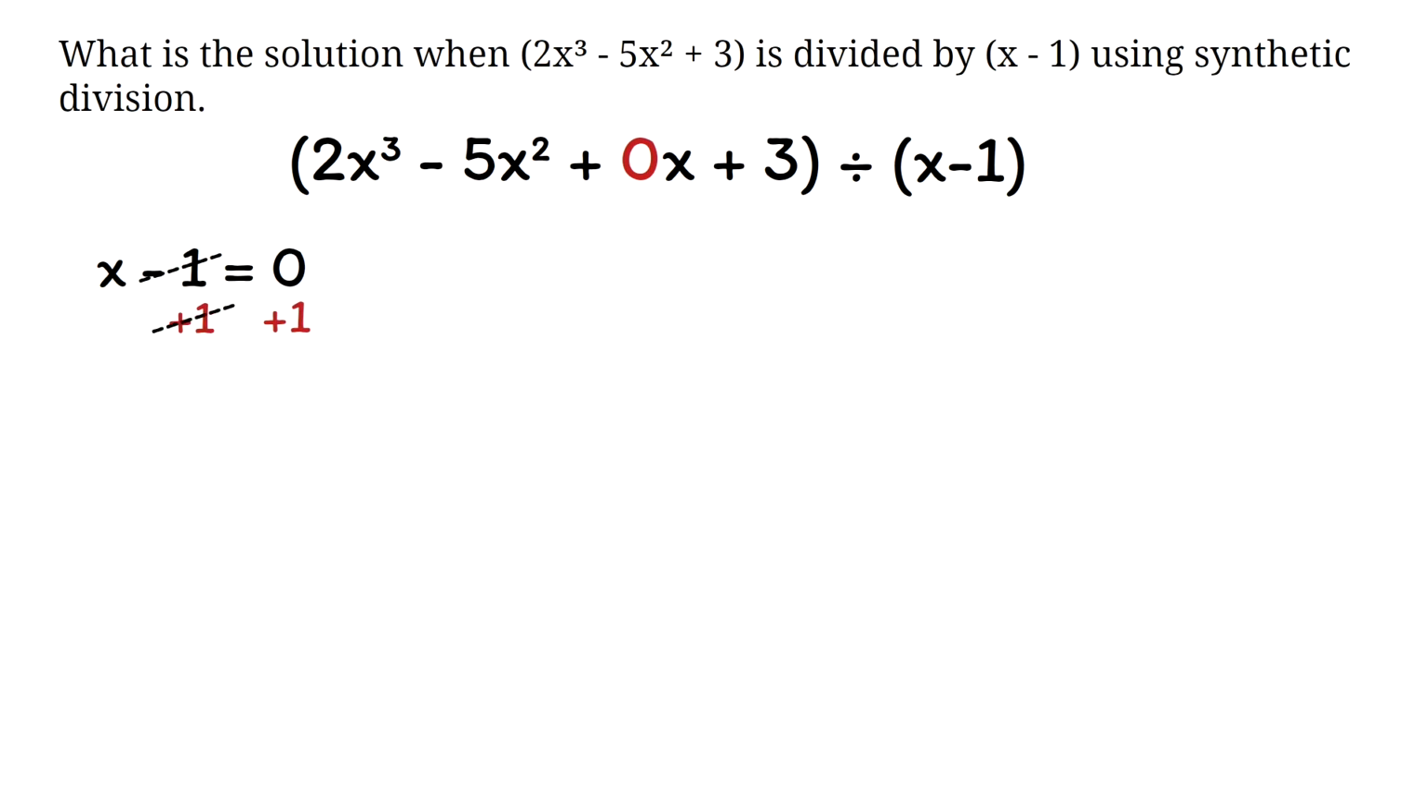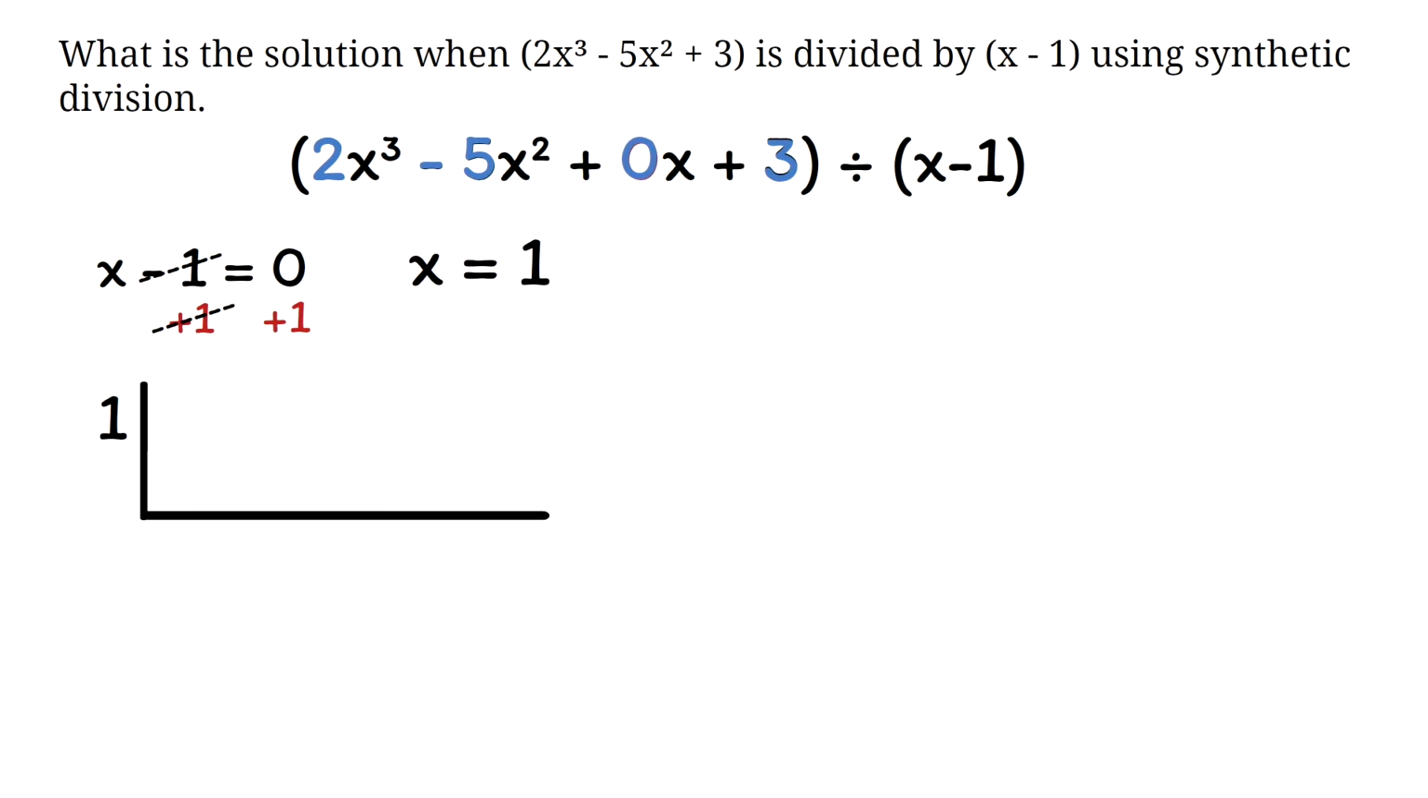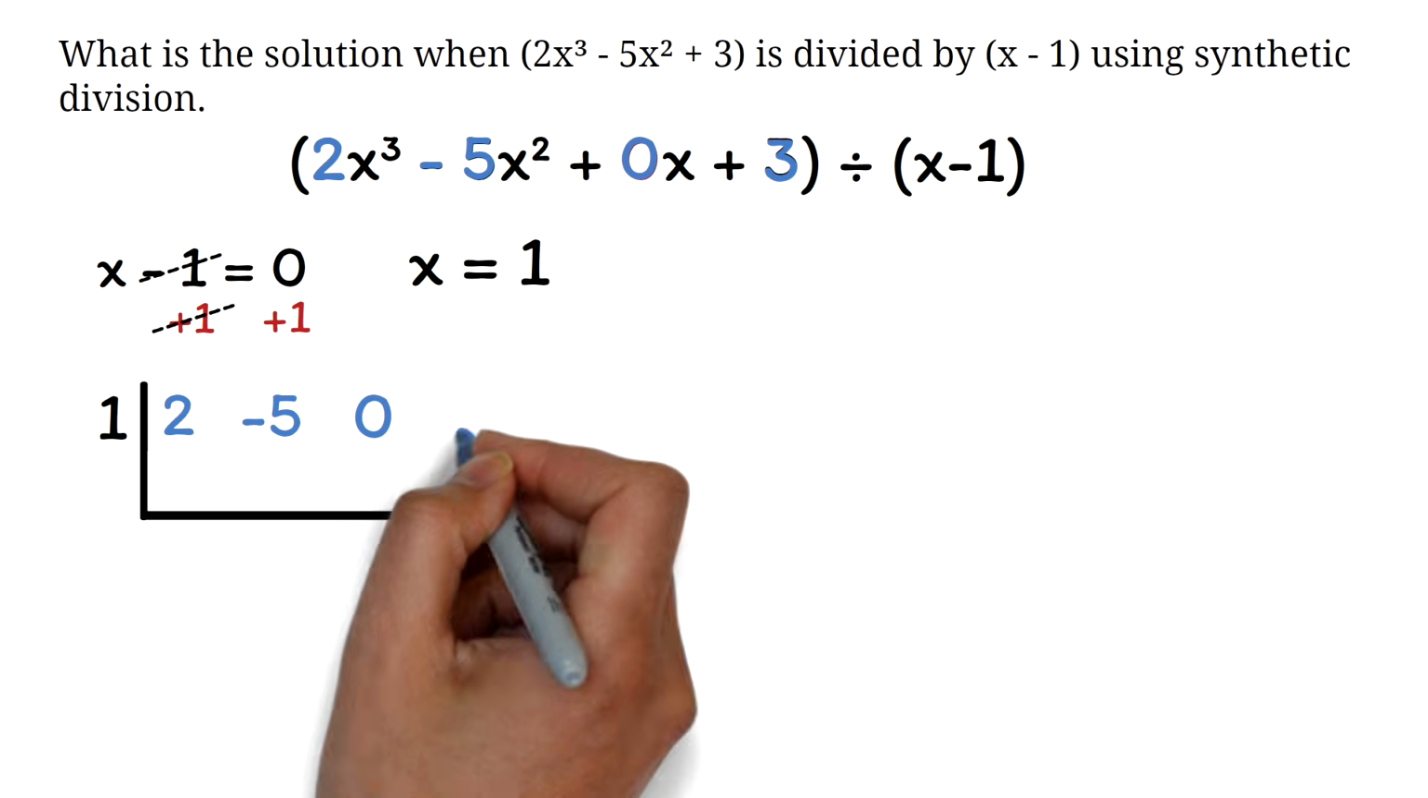Next, to solve this, we equate the divisor polynomial x minus 1 to 0. Then solving for x, we get x equals 1. Next, as always, to set up for synthetic division, draw a vertical and horizontal line and place the 1 at the top left side. Next, in this question, the coefficients of the polynomial being divided are 2, -5, 0, and 3, so we write them here.